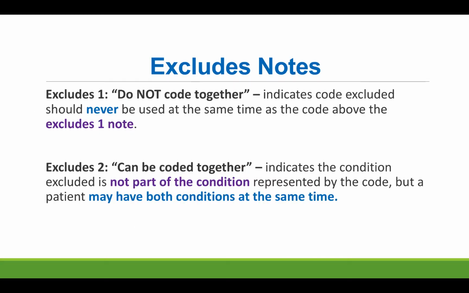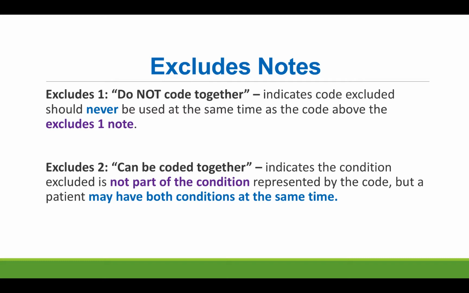Now let's talk about the excludes notes. There is an excludes 1 and an excludes 2, and you don't want to get them confused. Excludes 1 means do not code together. Excludes 1 indicates codes excluded should never be used at the same time as the code above the excludes 1 note. Excludes 2 means can be coded together. Excludes 2 indicates the condition excluded is not part of the condition represented by the code, but a patient may have both conditions at the same time.